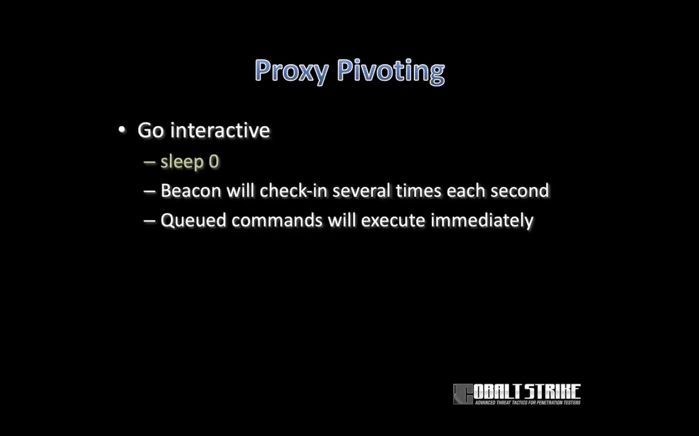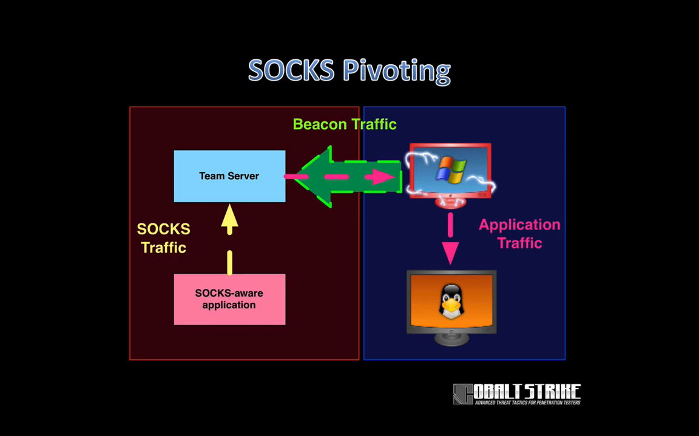When you're using your beacon communication path as a proxy to relay traffic into your target network, it is important that your beacon is checking in as often as possible. The delay between each beacon check-in will introduce latency in your proxy pivoting traffic. To make your beacon session interactive, use the sleep 0 command in the beacon console. This will ask beacon to check in several times each second, giving you the best performance when you are doing proxy pivoting. One form of proxy pivoting is SOCKS pivoting.